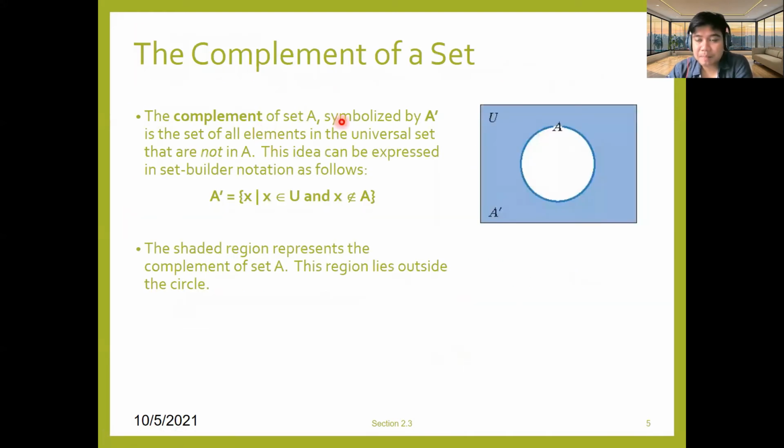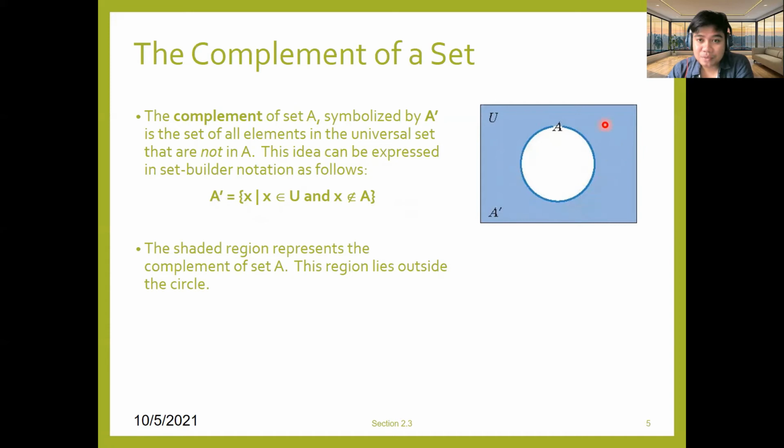Next, we have the complement of a set. So, a complement of a set symbolized by A prime is the set of all elements in the universal set that are not in A. This idea can be expressed in the set builder notation as follows, that A prime is equal to X such that X is element of the universal set but not element of set A.